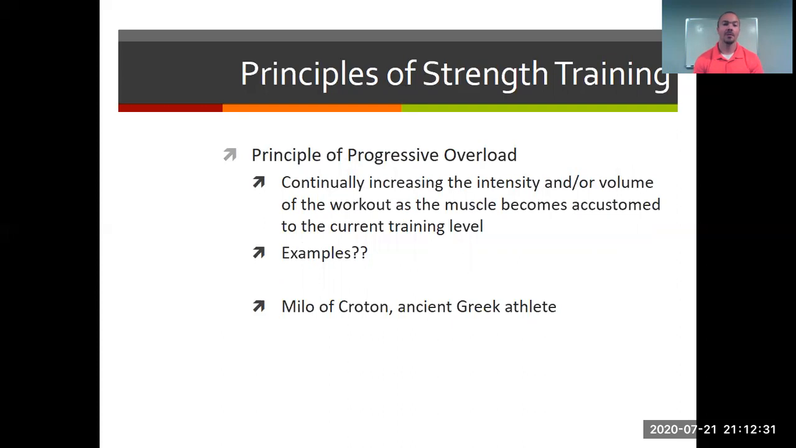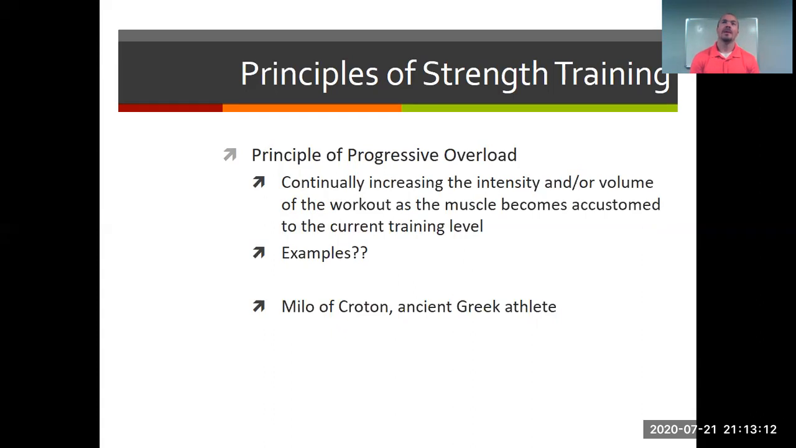The principle of progressive overload. We're going to continually increase the intensity and/or volume of the workout as the muscle becomes accustomed to the current training level. So think back one slide to our SAID principle. If we go out and do a small run, our body's going to adapt a little bit, and that might allow us to do a longer run the following event, or maybe after several small runs, we can work up to a longer run, or we can go out on that small run, maybe a mile, let's say, but the next time we might do that mile a little bit faster. And in this way, we cause progressive overload.